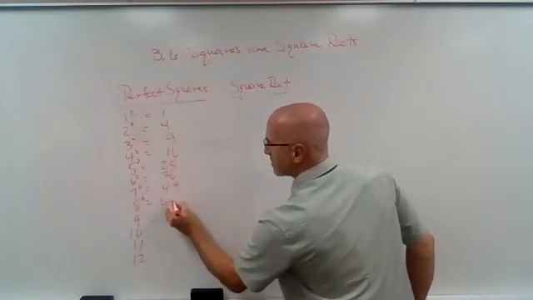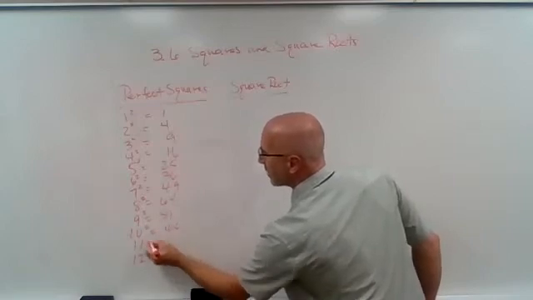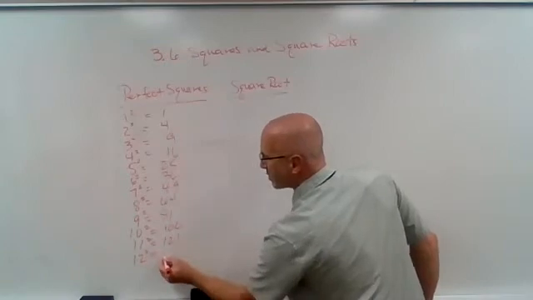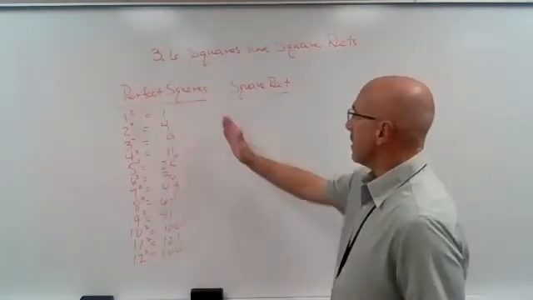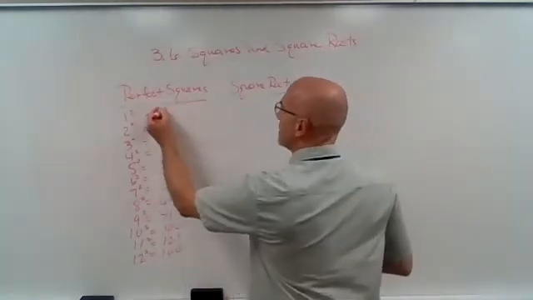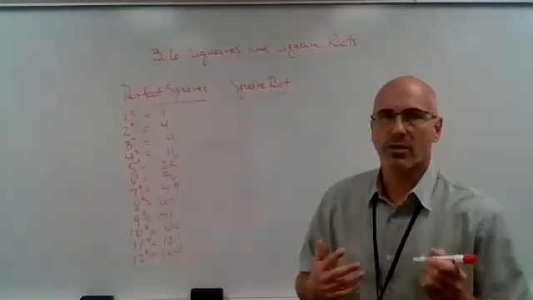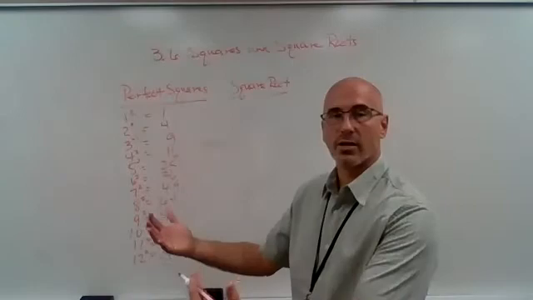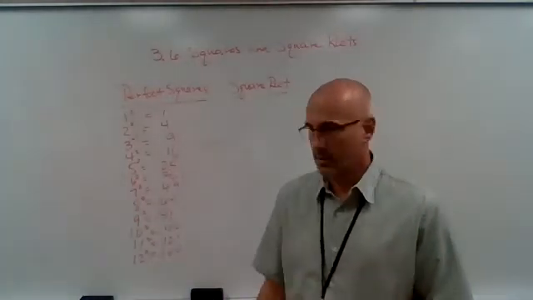8 squared, 64, 9 squared, 81, 10 squared is 100, 11 squared is 121, and 12 squared is 144. The list goes on forever. What we refer to, these are perfect squares, perfect squares. So now we are going to take these perfect squares and go backwards. We call that taking the square root.